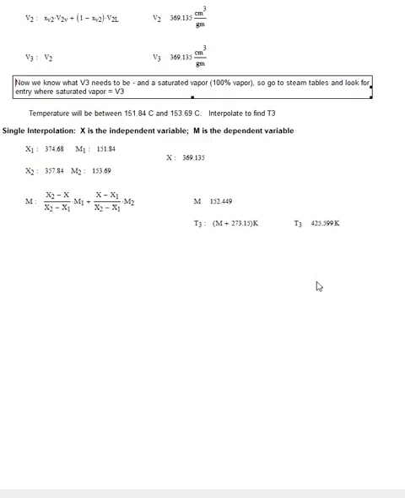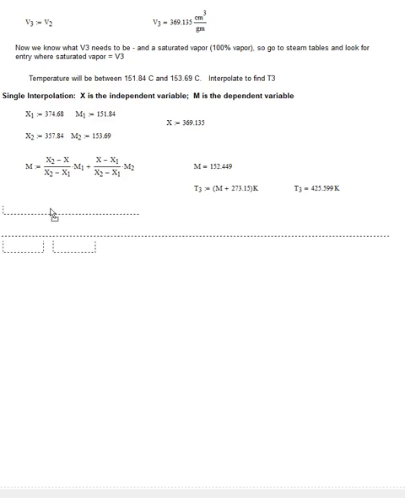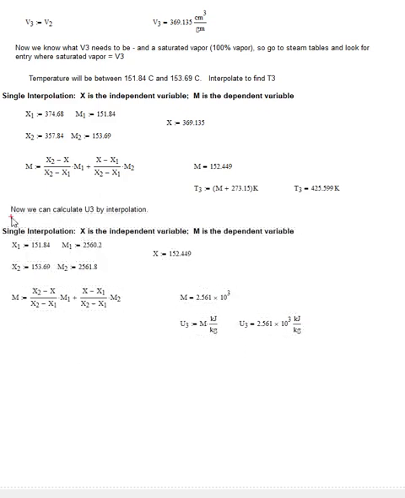So what this tells me, now I could have interpolated for pressure like I did before, only I called it temperature, or I could interpolate for temperature here. But what that gives me is enough information to where I can now calculate the internal energy of state 3. And so now my independent variable in my interpolation is going to be temperature. So I'm going to be going between 151.84 and 153.69. The actual temperature that I want my internal energy at is 152.449.